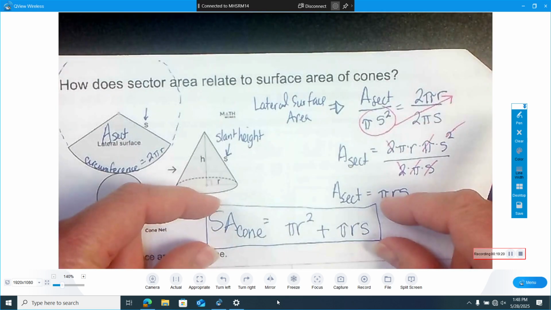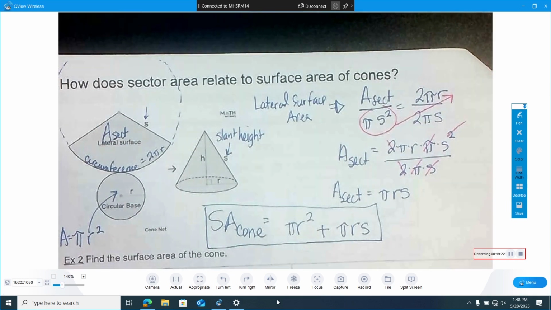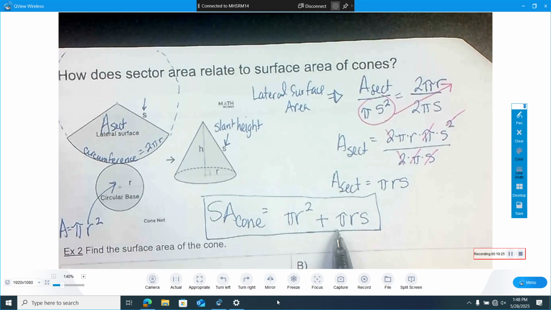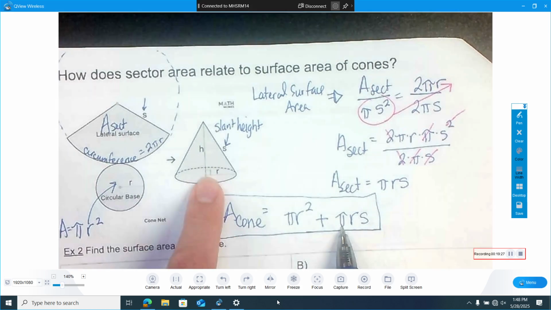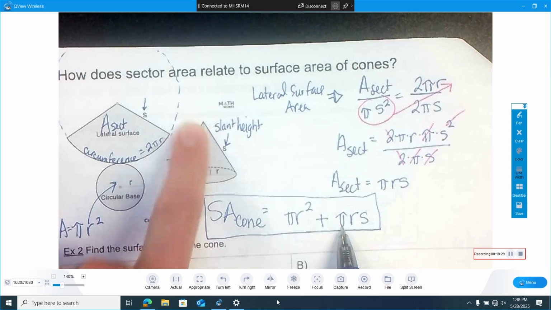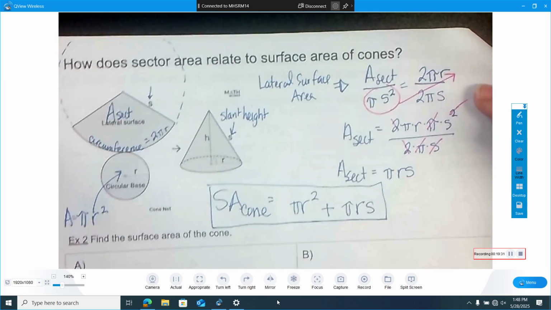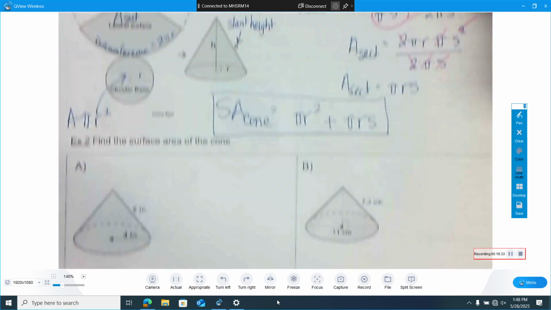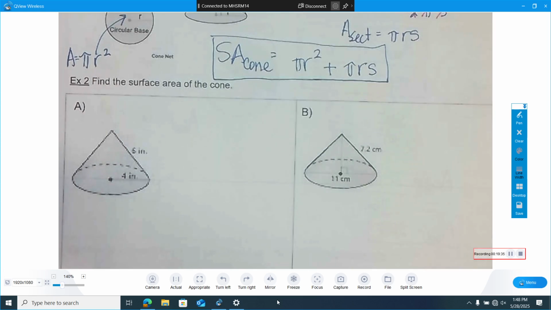All of this just for this nice little formula. So the area of the base plus pi times radius times slant height. That's crazy. Here we go. Let's try it out here. Find the surface area of the cone.